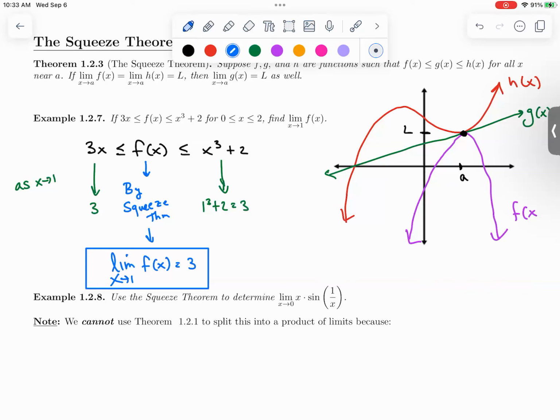Now that's a very, very constructed example. I made it that way. But let's look at some other ones. Use the squeeze theorem to determine the limit as x approaches 0 of x times sine of 1 over x.